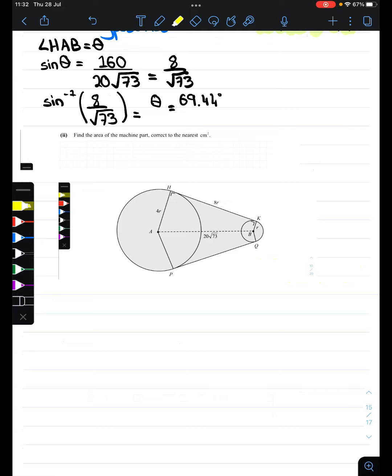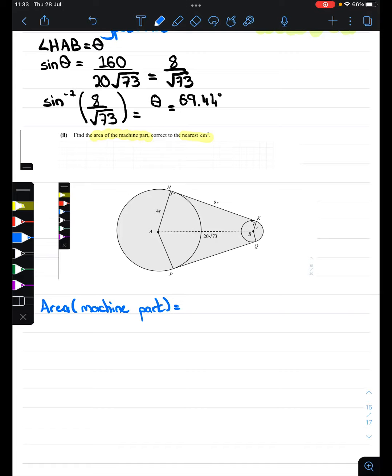Now on to the last part of the question. Find the area of the machine part correct to the nearest centimeter squared. All right, so what is this shape here? Well, I don't know how to calculate it, but we can split it up into things we do know how to calculate. So let's say the area of the whole machine part, what is it equal to?